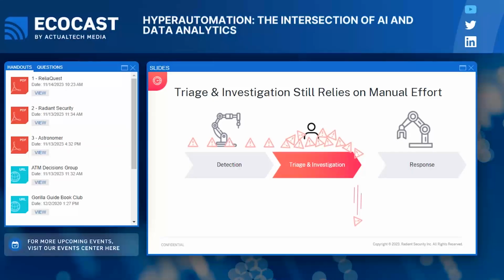If you take a look at our processes and our tooling available, essentially at the beginning of our journey, when we're detecting threats, we have a lot of automation. We have tools that can help us to find things, to escalate things to us and say, hey, you know what? This is probably a critical alert. You should take a look at it.